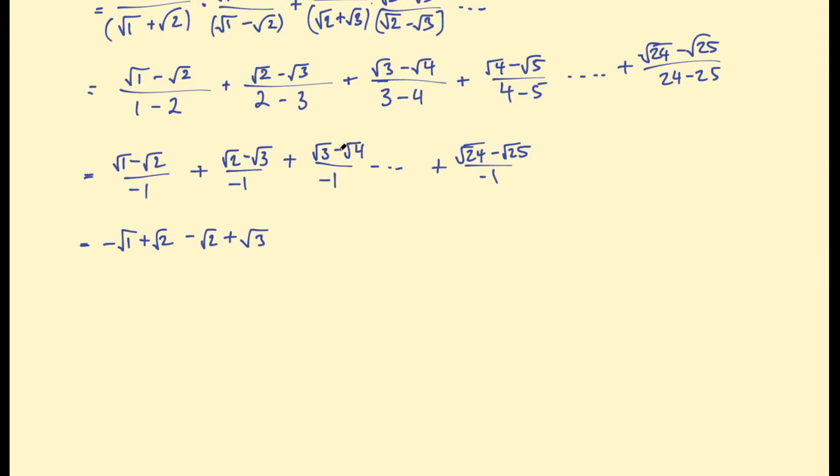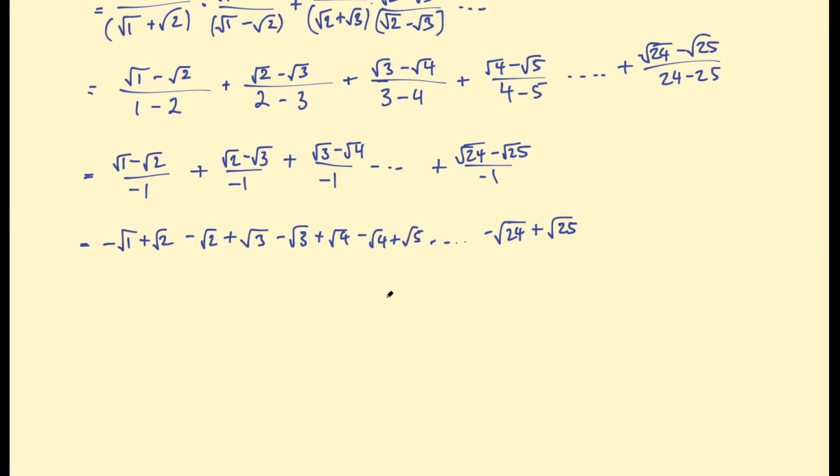So we're dividing everything by negative 1. Root 3 take root 4 divided by negative 1 would be negative root 3 plus root 4. And then maybe you can see already what the next term would be without having to write it there. It would be negative root 4 plus root 5. I'll just finish this one off. And so we could keep going all the way up to the last term here. That would be negative root 24 plus positive root 25.